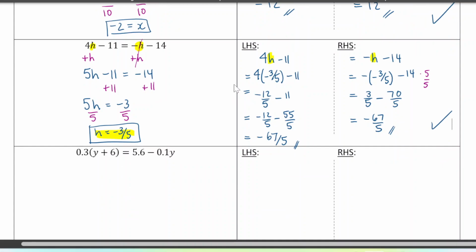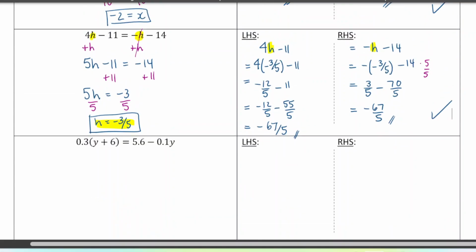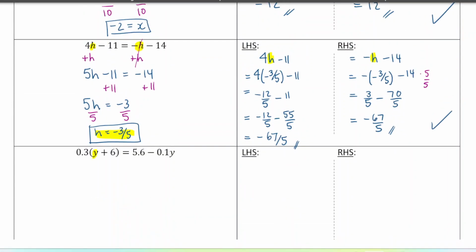Okay, now let's try one that has brackets and y values on both sides. So here, first thing to do is distribute. You want to multiply this in here so that you can get that y value by itself. So we're going to multiply this by 0.3. And 6 times 0.3 is 1.8.